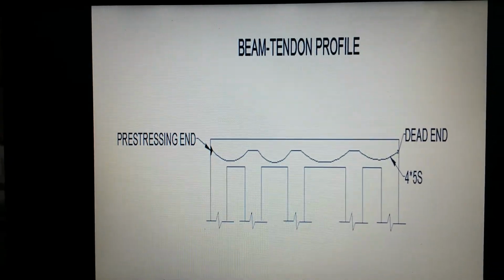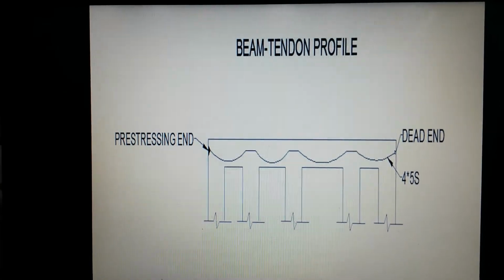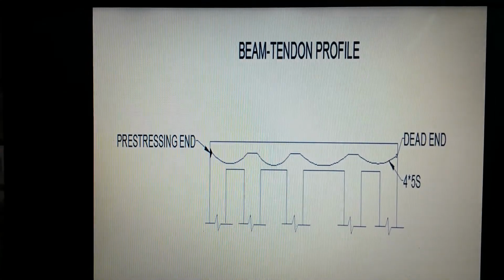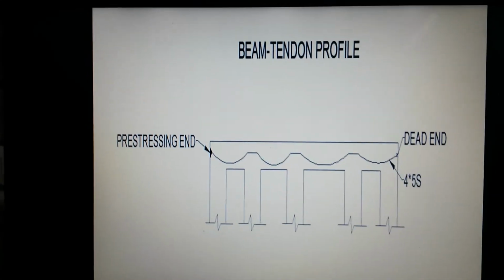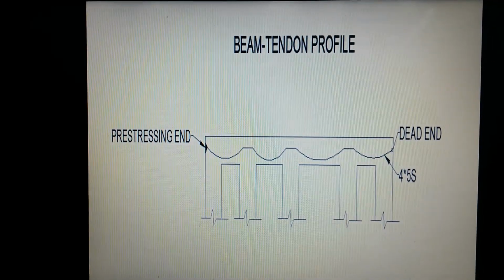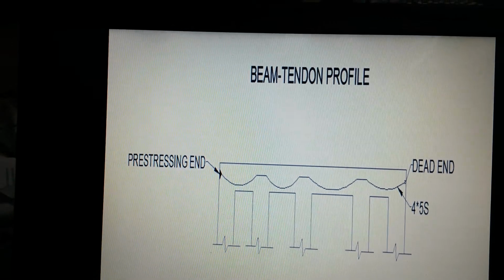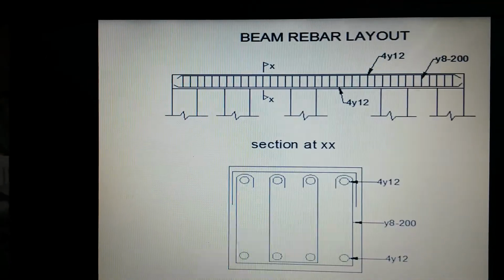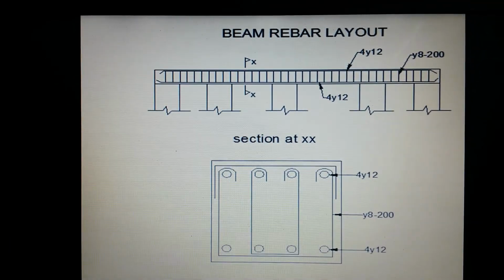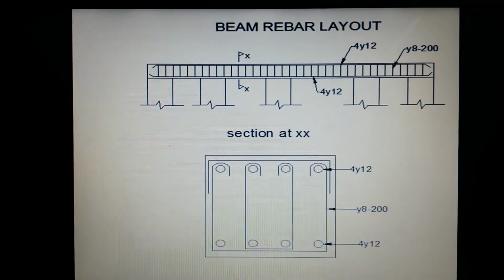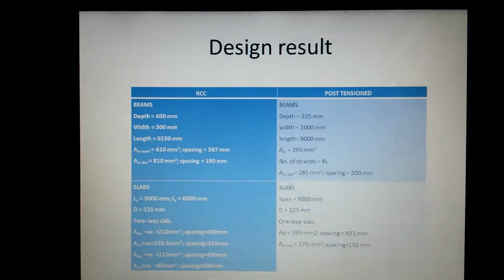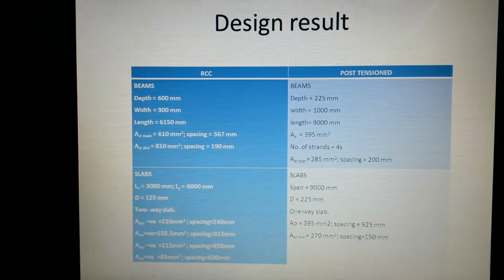And this is the beam tendon profile. This is also provided according to the bending moment of the beam. Four numbers of 5 strands are provided. This is the rebar layout for the beam, and this is the design result.